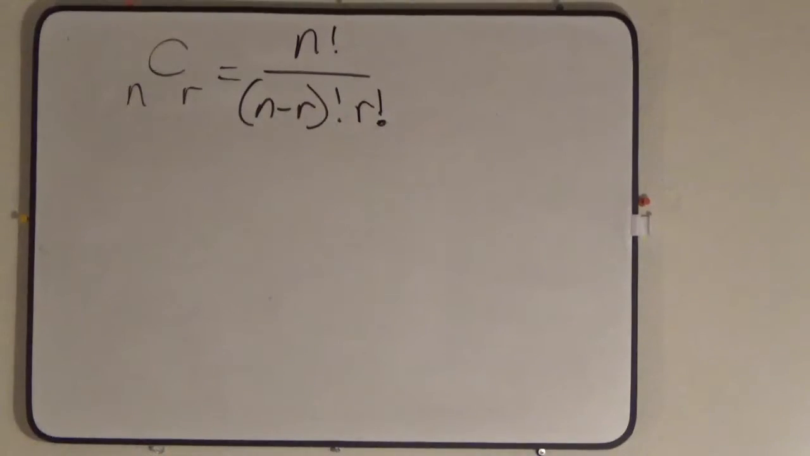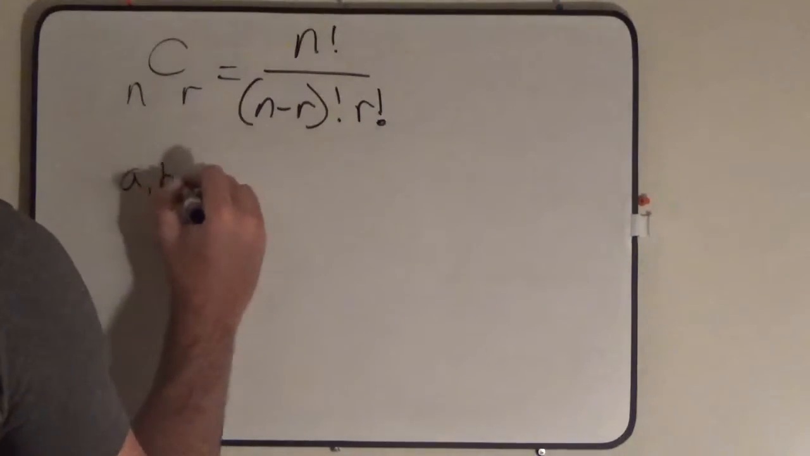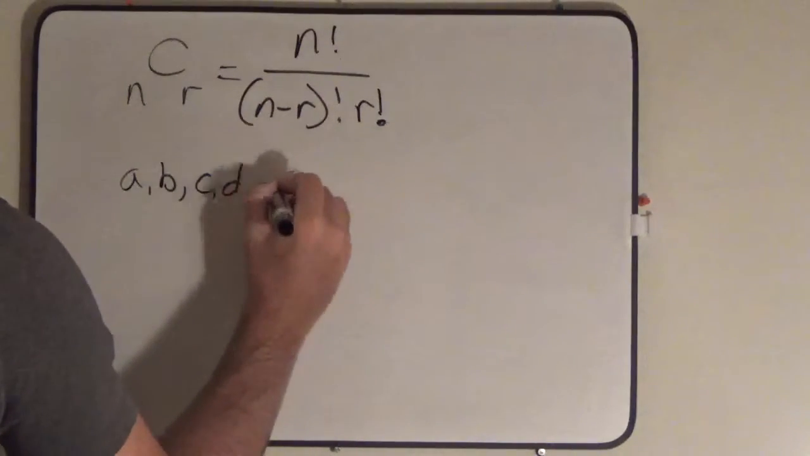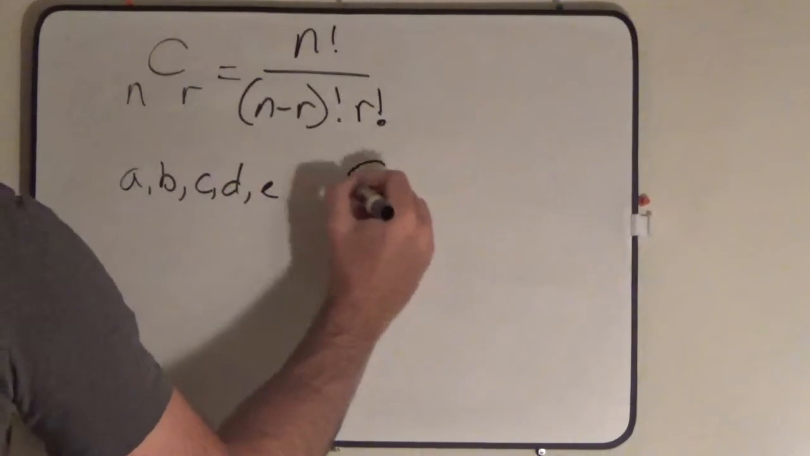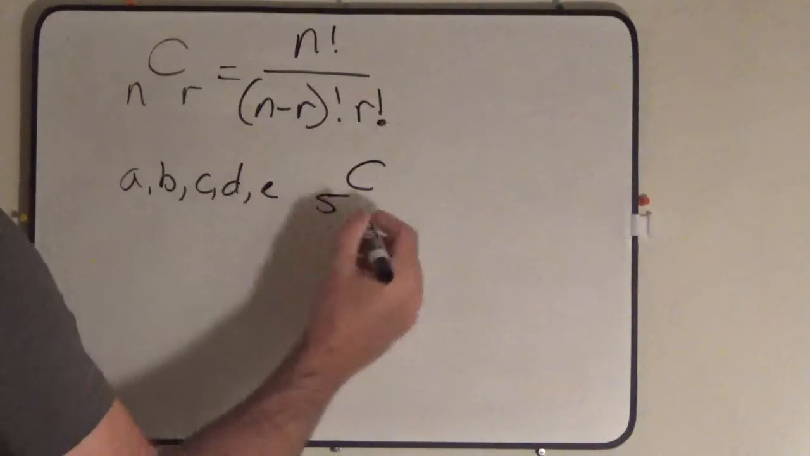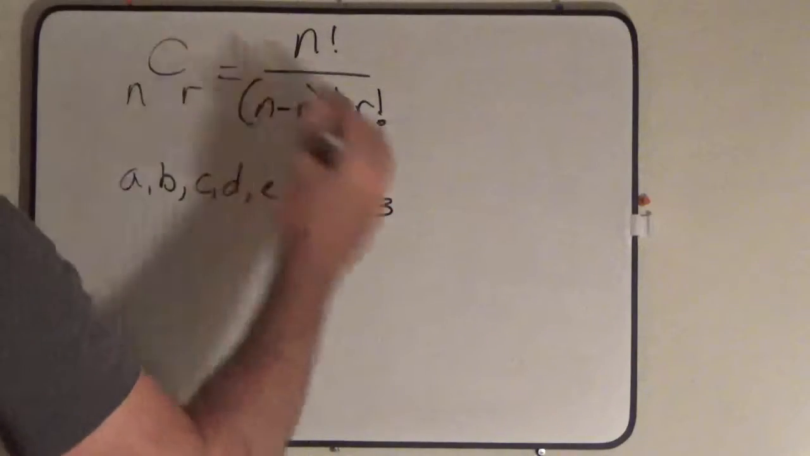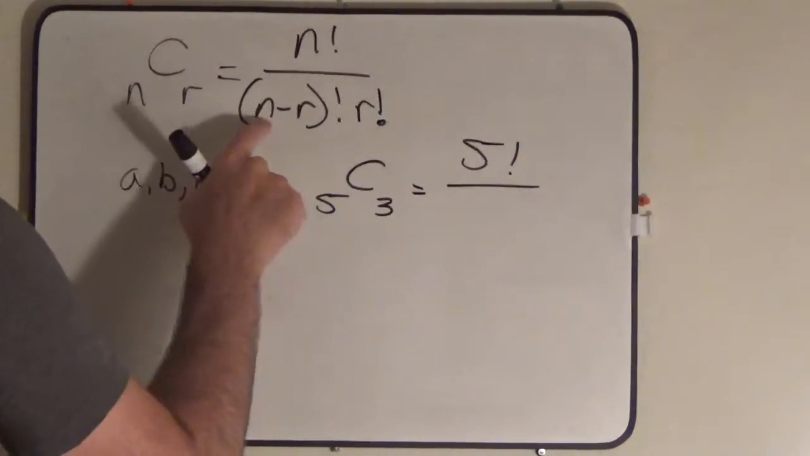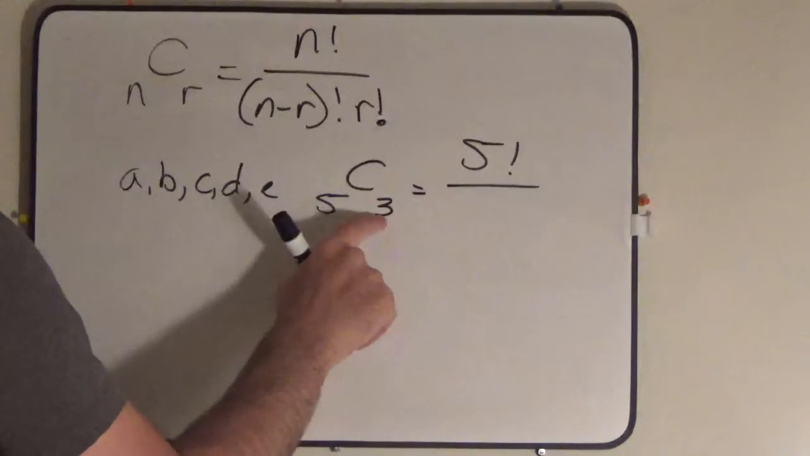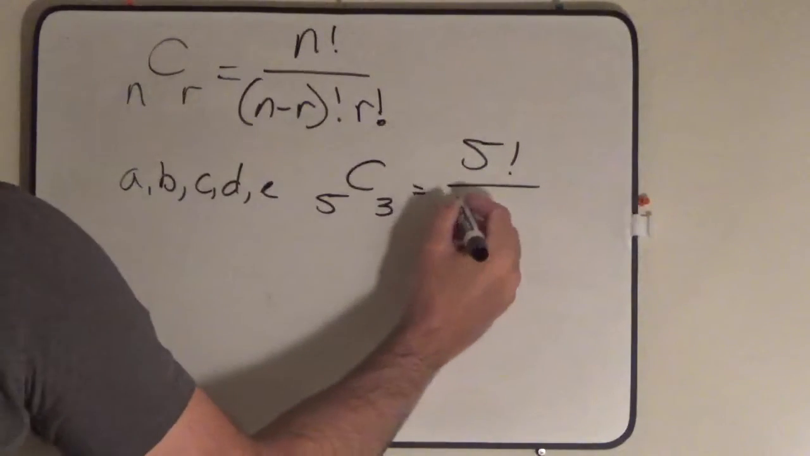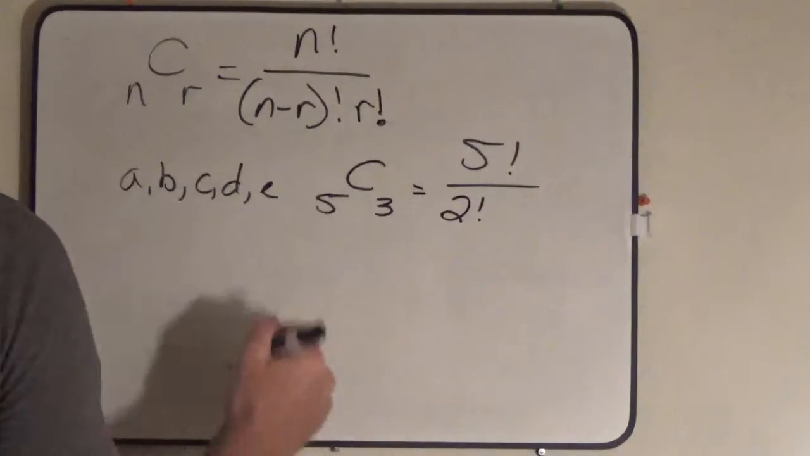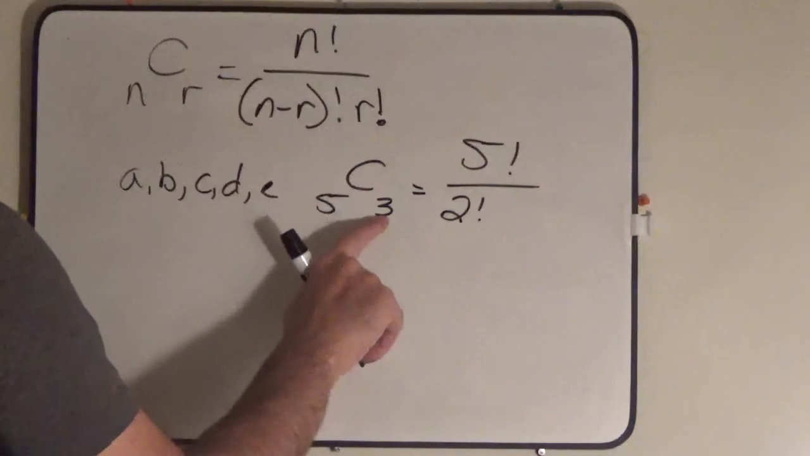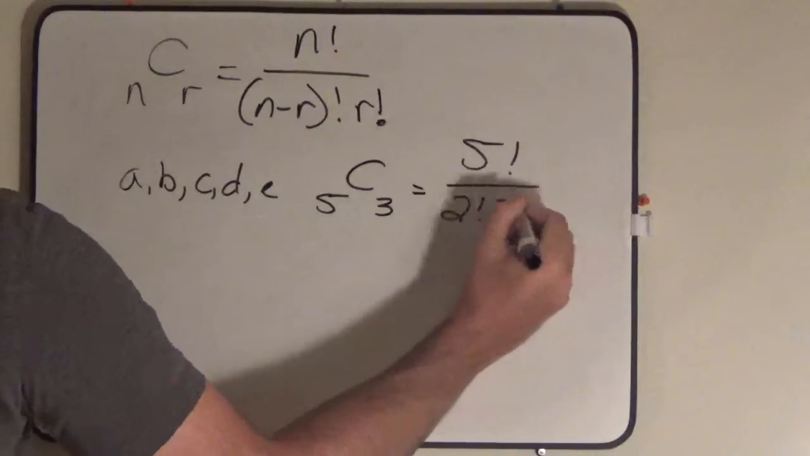So, for A, B, C, D, and E, we have 5 letters. So for my combination, there's 5. And I want arrangements of 3. So when I set this up, this is 5 factorial over 5 minus 3, n and r. So 5 minus 3 is 2 factorial. And then r factorial, that's just the 3, so 3 factorial.